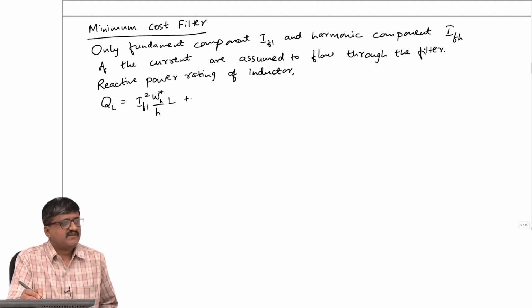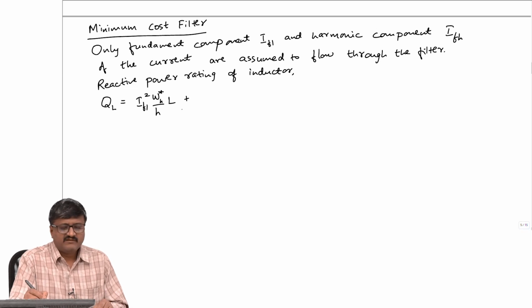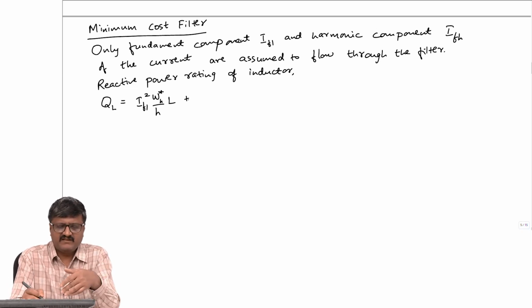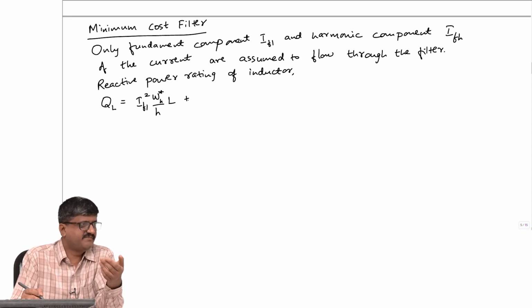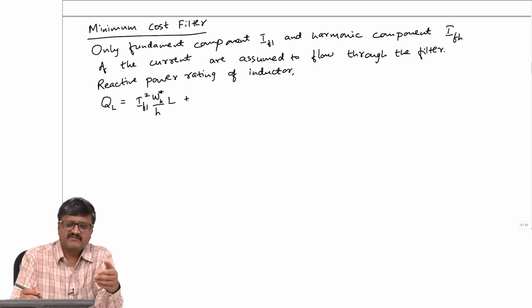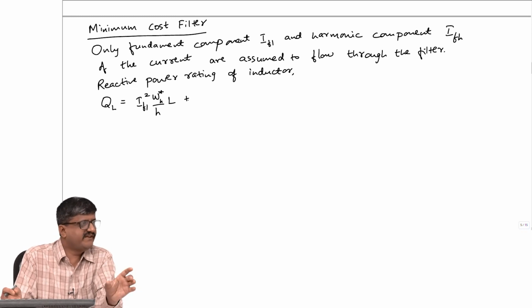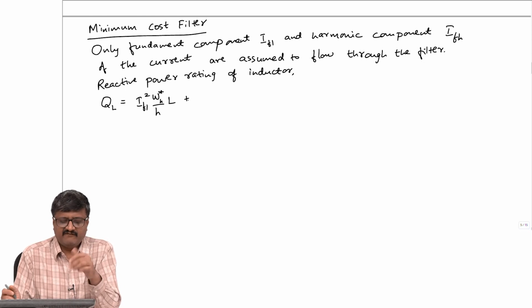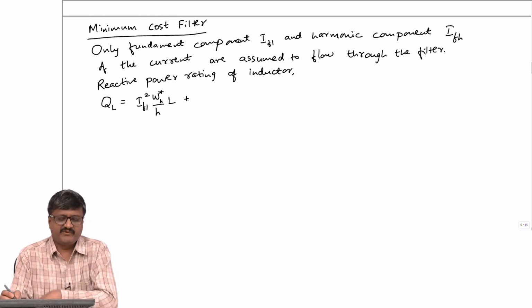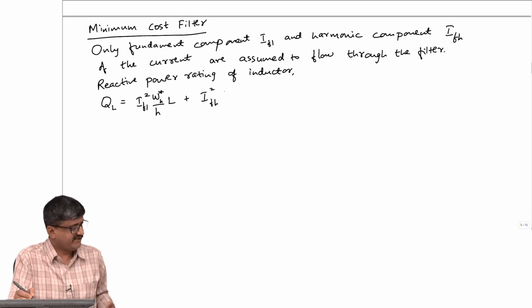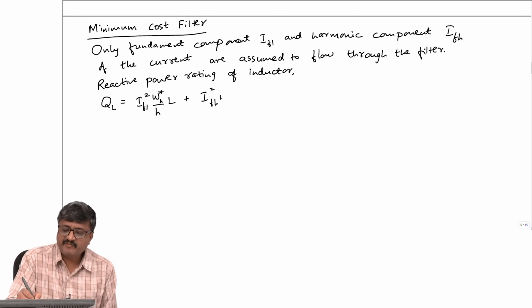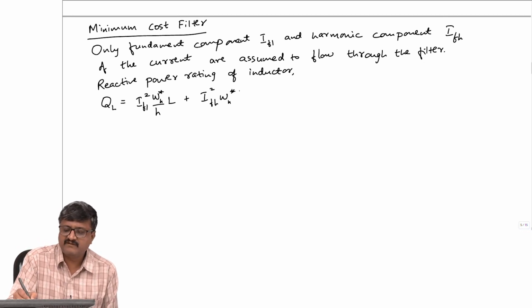Plus, please note I am just taking the ideal value of omega h. The ideal value is omega h star. In practice omega h will deviate, and because of that the reactive power rating will slightly be within a band. So, I am trying to take the ideal value of the frequency and compute the reactive power. Then if I take the harmonic frequency, it is IFH squared into reactance. In this case it is omega h star into L.